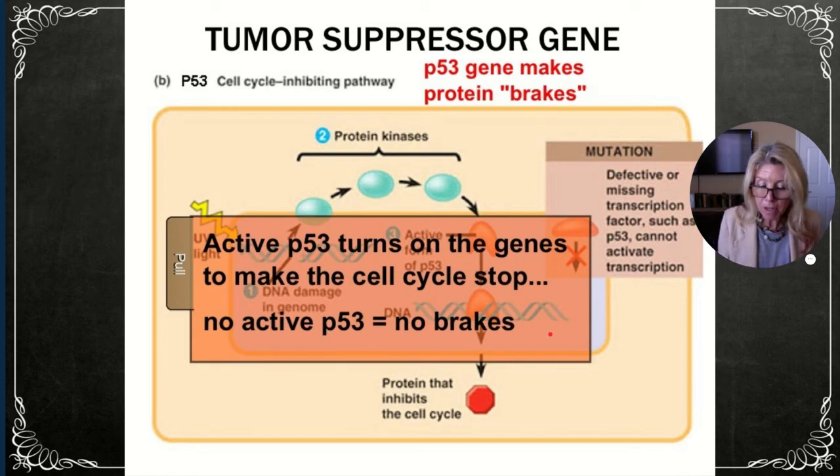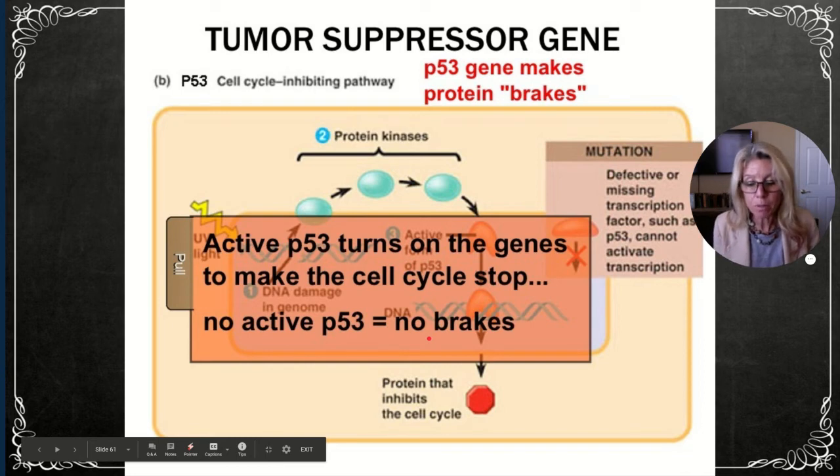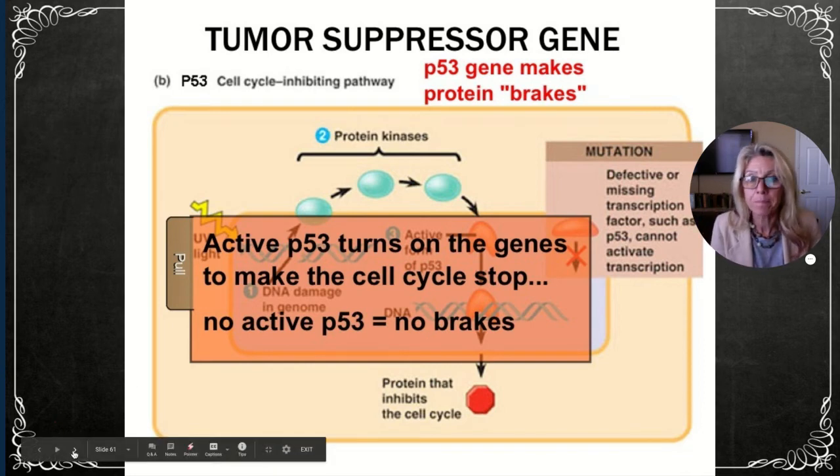So on your notes, there are about 6 identified, but the P53 is involved in almost half of all human cancers. If we could figure out a way, right, through CRISPR to fix our P53 genes if they're broken, that would take care of half of all cancers out there.